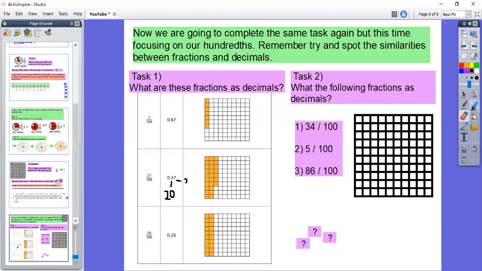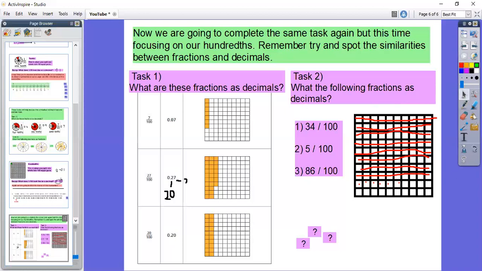And finally, 86 over 100 would be 10, so this whole line, 20, 30, 40, 50, 60, 70, 80, 81, 82, 83, 84, 85, and 86. So now I wouldn't expect you to count each one individually. You should know your 10 times tables to be a bit quicker.